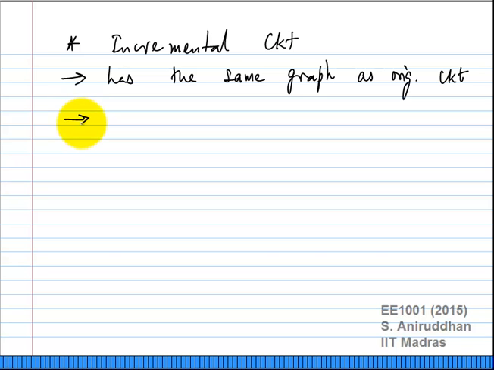What else can you say? Can you say anything about the branch voltages and currents? The branch voltages are all the incremental voltages. Let us call them delta Vk. The branch currents are all the incremental branch currents delta Ik.